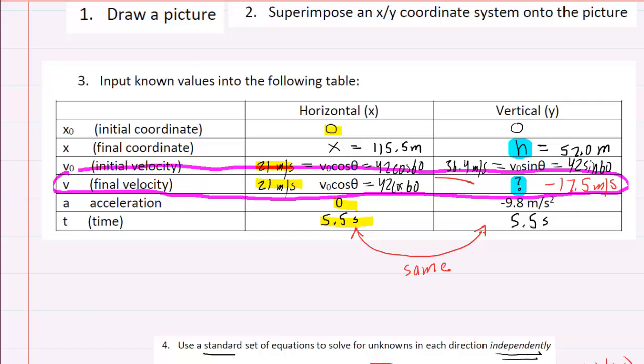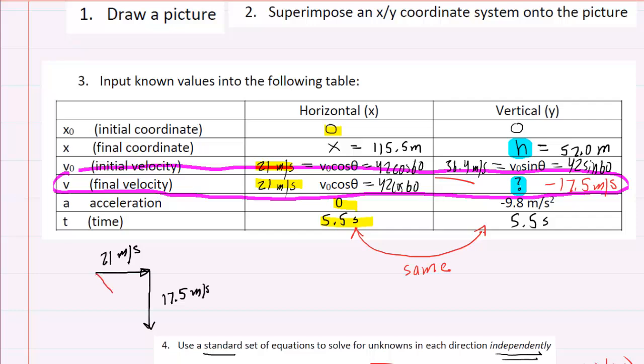What you want to do is draw a picture. Now the horizontal is positive 21, so you would draw a vector pointing to the right. Notice it's pointing to the right because it's positive and it's horizontal. So we would have the 21 meters per second that way. And then for the vertical, it's negative 17.5. Because it's negative, we would point that velocity vector downward and label that 17.5 meters per second.